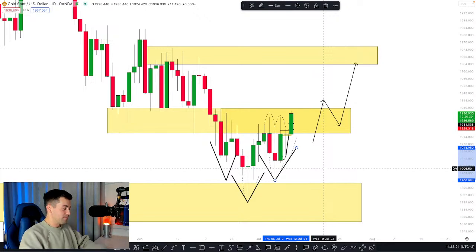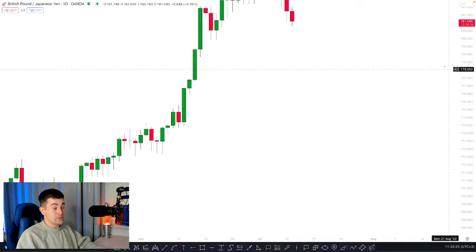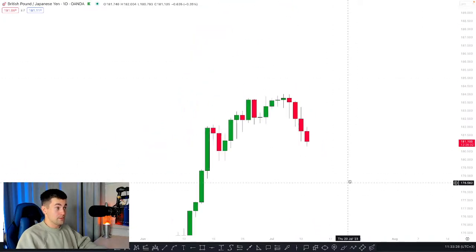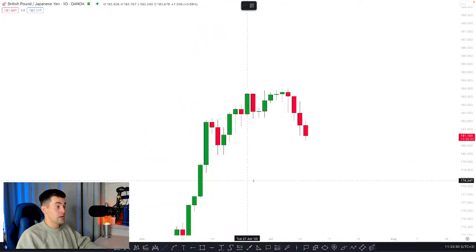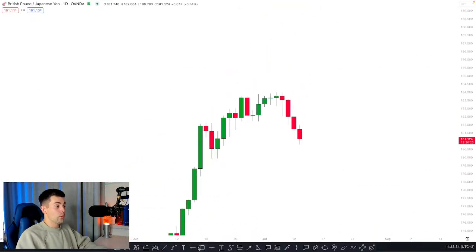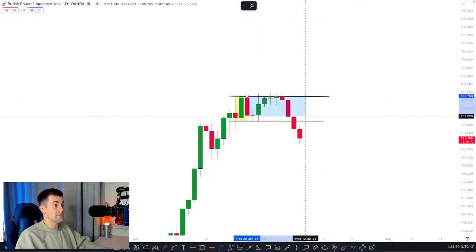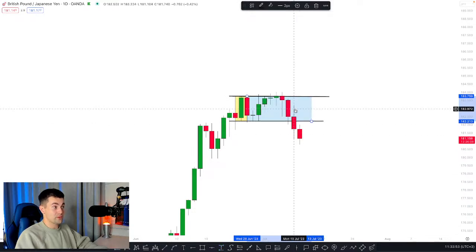Finally, pound yen. On pound yen, very bearish outlook, because on this pair, even though we are trading in a strong bullish trend, we can spot the signs of weakness of the buyers. Once the market formed that strong bullish candle, you can see that the consequent candles started to trade within its range and respect the boundaries of that range.